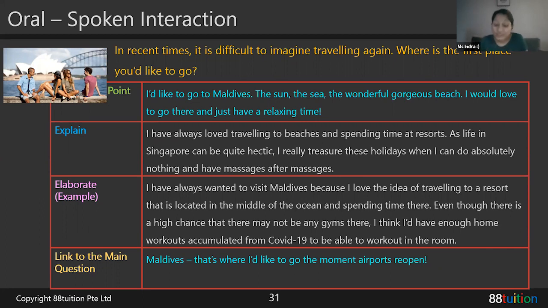Okay. I've always loved traveling to beaches and spending time at resorts. As life in Singapore can be quite hectic, I really treasure these holidays. So I'm giving an explanation, right? I'm giving the reason, when I can do absolutely nothing and have massages after massages.